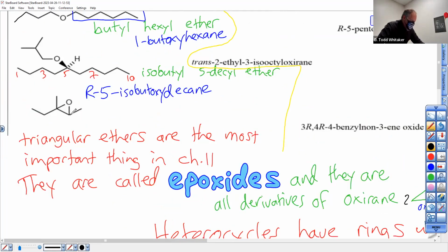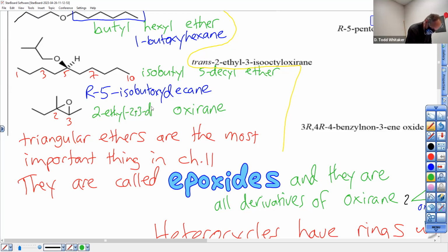So which one's a better 2, which one's a better 3 down here, based on your knowledge of nomenclature? Left is 2 because it's got 2 groups on it. Right is 3. This is a common naming system using oxirane. It's going in green. Oxirane. And it has methyls on 2 and 3 and an ethyl on 2. 2-ethyl, 2,3, that's a comma, dimethyl oxirane.